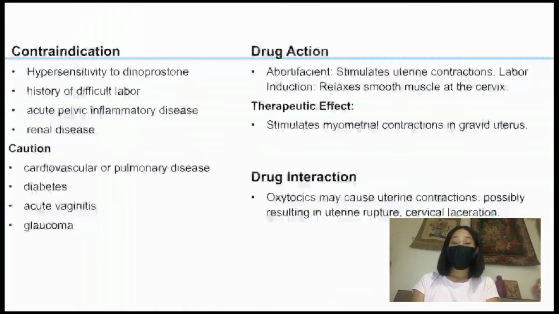Next is the contraindication: hypersensitivity to dinoprostone, history of difficult labor, acute pelvic inflammatory disease, and renal disease. The cautions: cardiovascular or pulmonary disease, diabetes, acute vaginitis, and glaucoma. The drug action: abortifacient, stimulates uterine contractions, labor induction, relaxes smooth muscle at the cervix. The therapeutic effect stimulates myometrial contractions in the gravid uterus. The drug interaction: oxytocin may cause uterine contractions, possibly resulting in uterine rupture and cervical laceration.